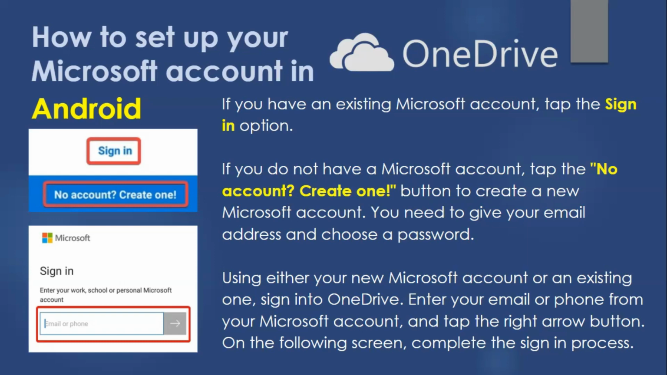Using either your new Microsoft account or an existing one, sign into OneDrive. Enter your email or phone from your Microsoft account and tap the right arrow button on the following screen to complete the sign-in process. That arrow will look something like this, and once you have typed here, it should light up. The color most likely is going to be blue.